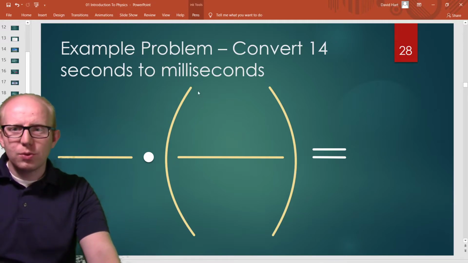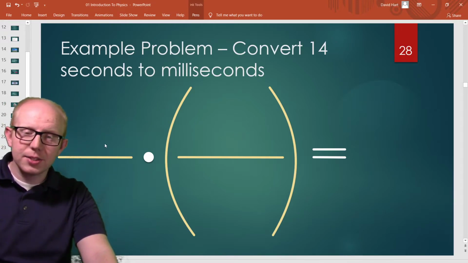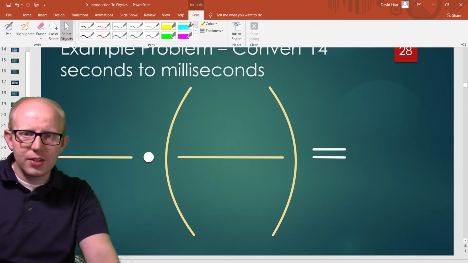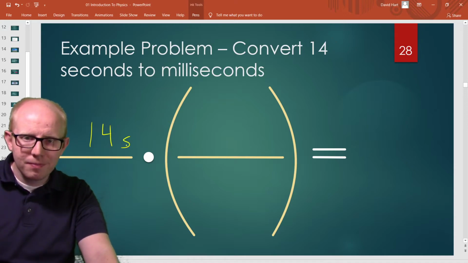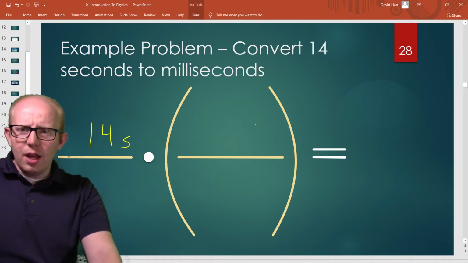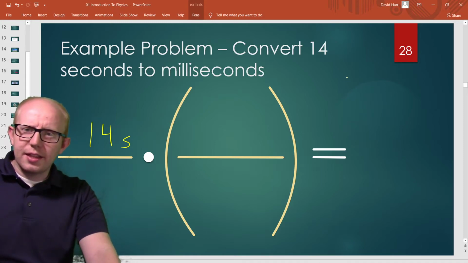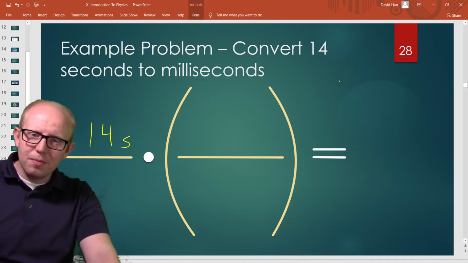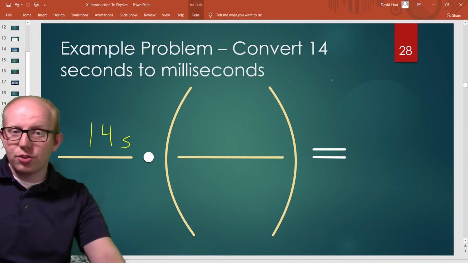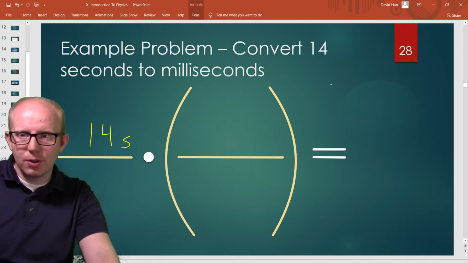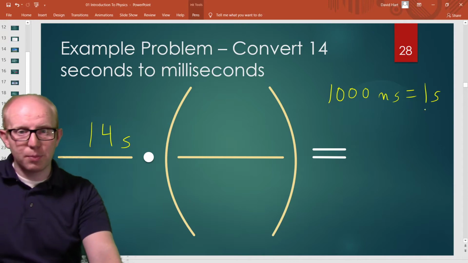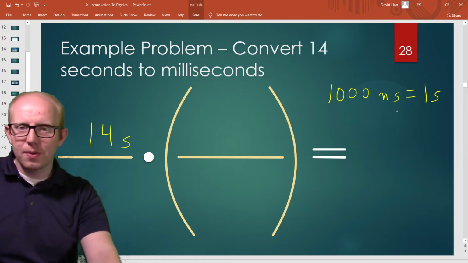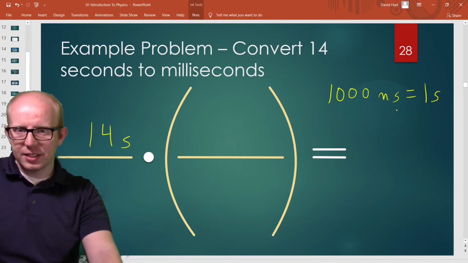Okay, so we got convert 14 seconds to milliseconds. And now in this case, what we'll do is we'll say, well, I'm going to start with my 14 seconds on top. And again, if you look at your unit sheet, you'll see that it says 1,000 millimeters is in 1 meter. But it doesn't matter that it says meters. That's true for any unit. So 1,000 milliseconds is also in 1 second. So you can replace the last part of that with whatever you want. It doesn't have to be meters. Could be grams, could be seconds, etc.